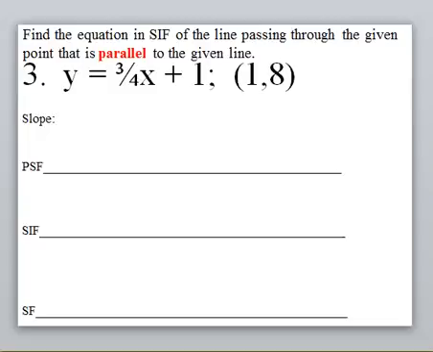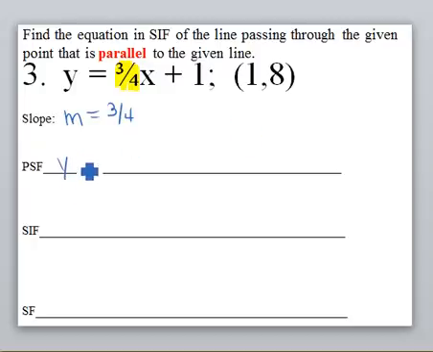Okay, in this next example, I'm going to find the equation of a line parallel, and I'm going to write it into three different forms: point-slope form, slope-intercept, and standard form. The slope of this line is easily found. It's 3/4. The slope of a line parallel to it is also 3/4.